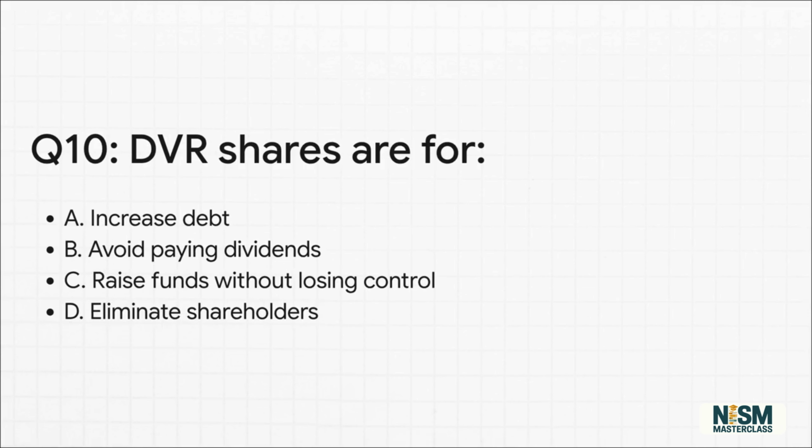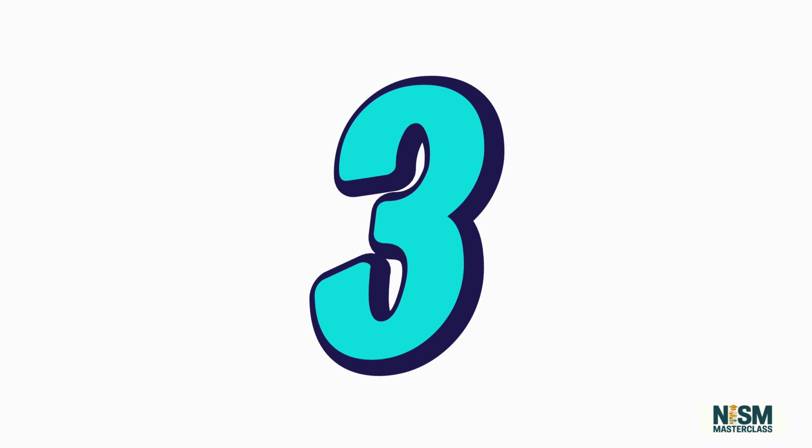Question 10. DVR shares are mainly issued to A. Increase debt, B. Avoid paying dividends, C. Raise funds without losing control, or D. Eliminate shareholders. Pause now if you need more time.